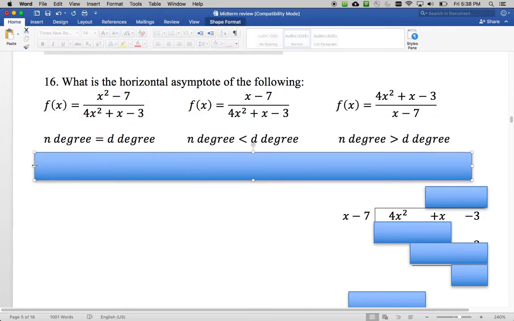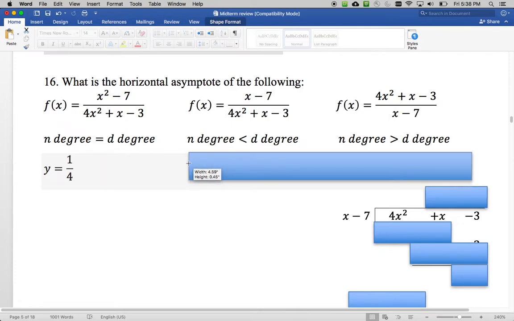When they are equal to each other, you have to take the leading coefficients and set up a fraction. So we have a 1 here divided by 4. So our horizontal asymptote is at y equals 1/4. When the numerator is less than the denominator, it's just y equals 0. There's no formula whatsoever. That's just your answer.